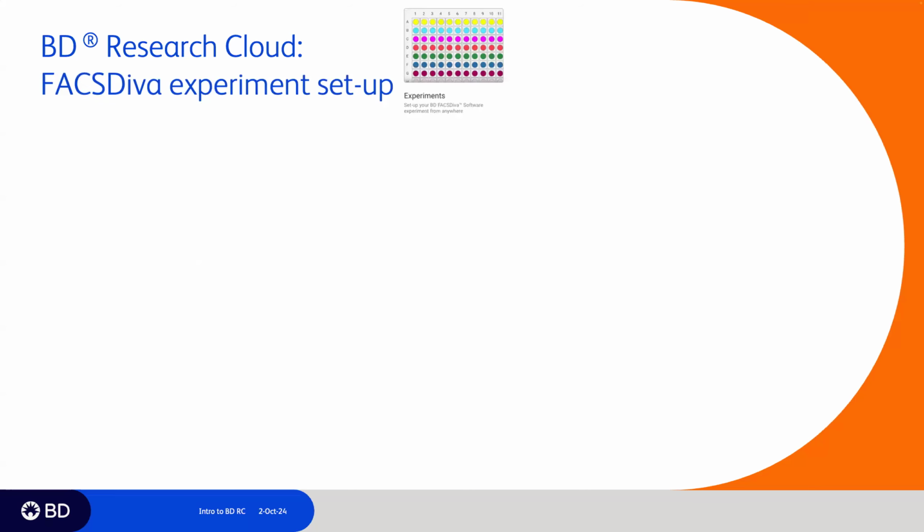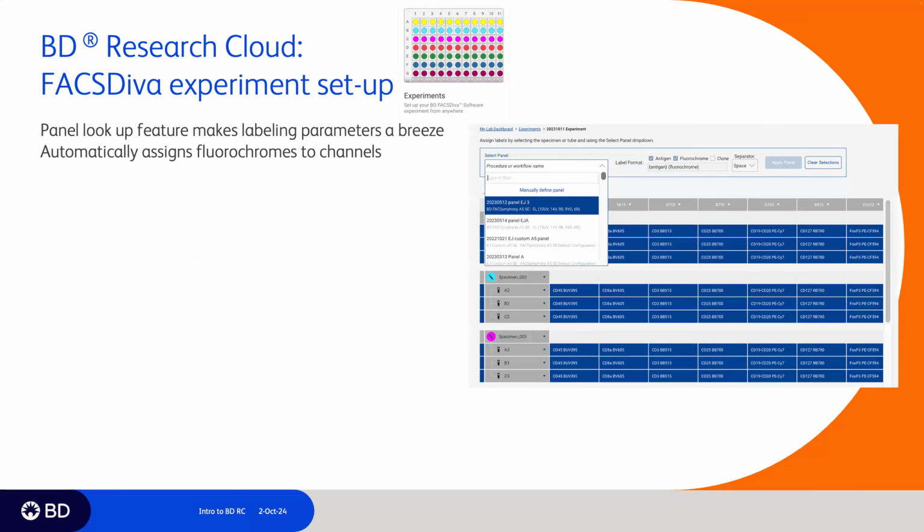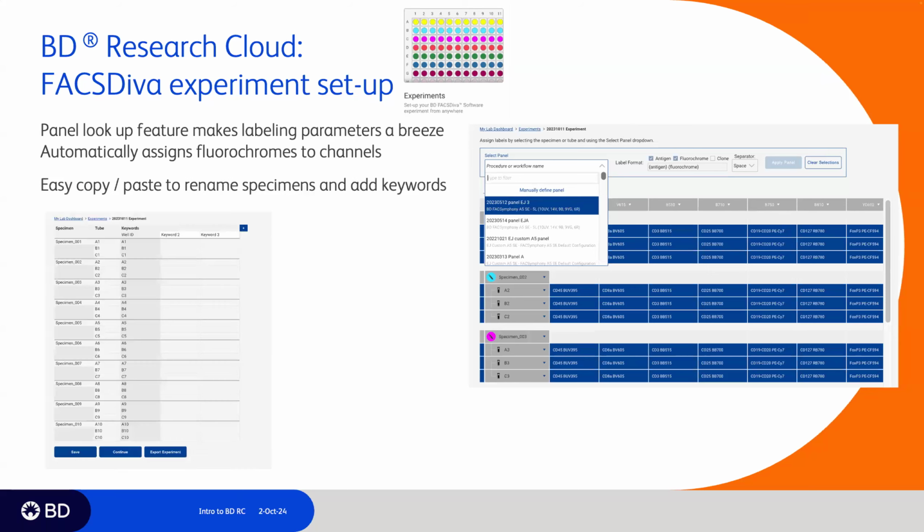For the FACSDiva experiment setup, once you've created your panel in BDRC, when it's time to set up the experiment, it's really easy. You just tell it which panel you've stained your sample with and which cytometer you're using, and it'll populate the detector fields for you. So this is faster than manually typing it. It prevents any typos. It also has an easy copy and paste to rename your specimens or add keywords.